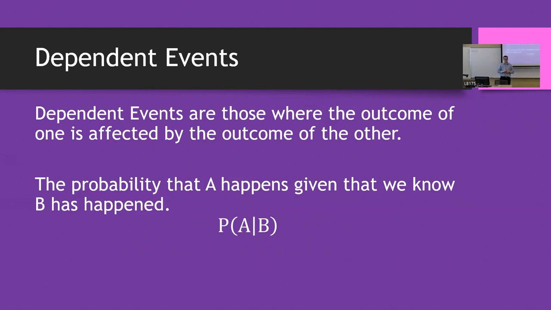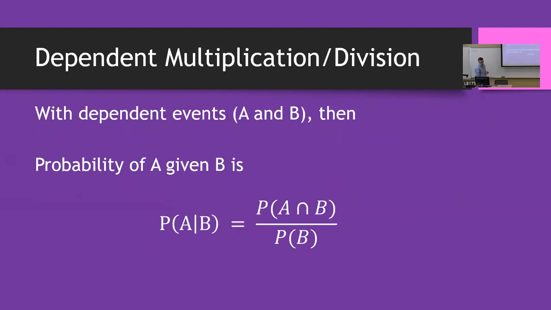So it's the probability that A happens, given that B has already happened. And that's the probability that we're going to calculate in this class. It's sometimes called conditional probability as well. The probability of dependent events is often called conditional probability.